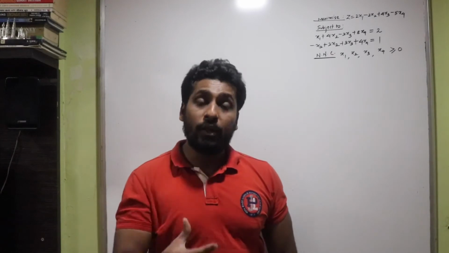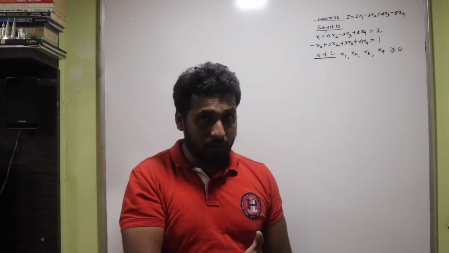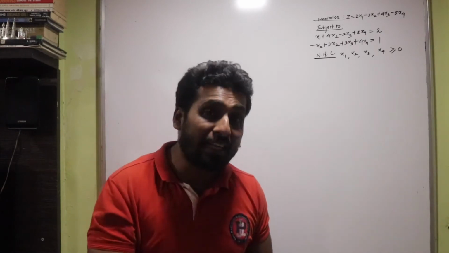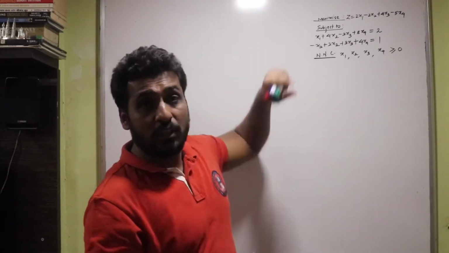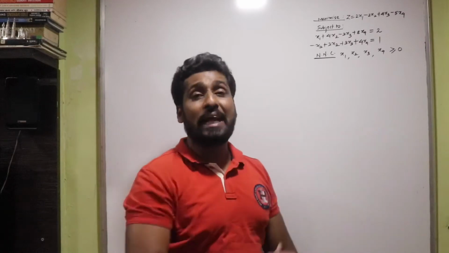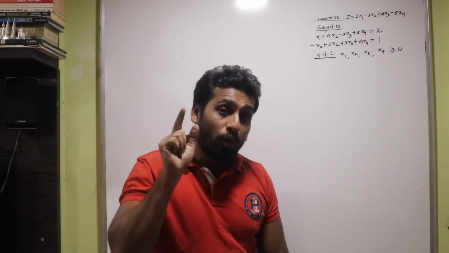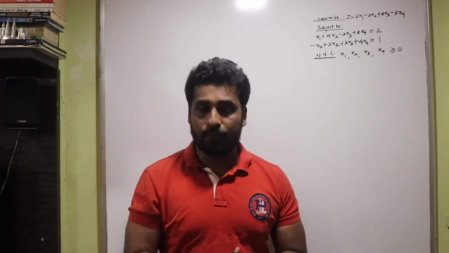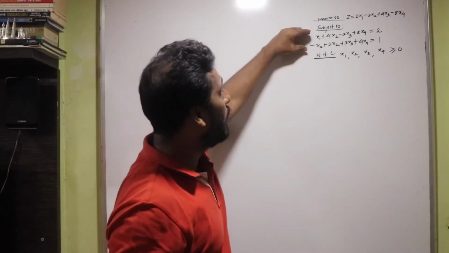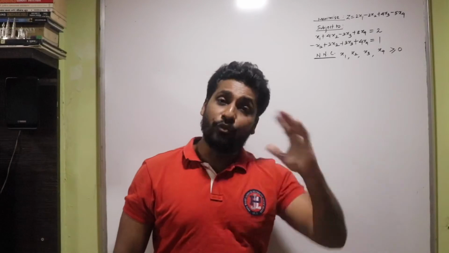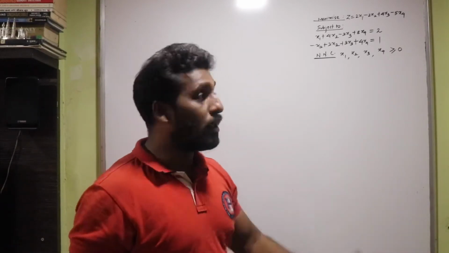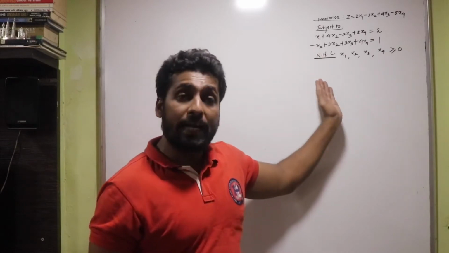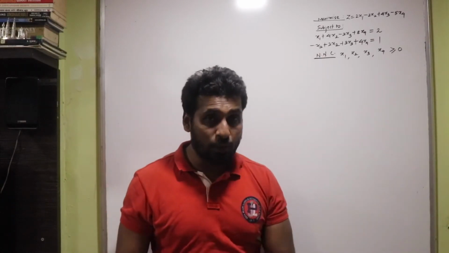When particular values of decision variables satisfy the subjective functions as well as the non-negativity constraints, then and only then will they be called a feasible solution. So a solution will satisfy only the subjective functions. Then there is a feasible solution. A feasible solution will satisfy the subjective functions as well as the non-negativity constraints. That's called a feasible solution.